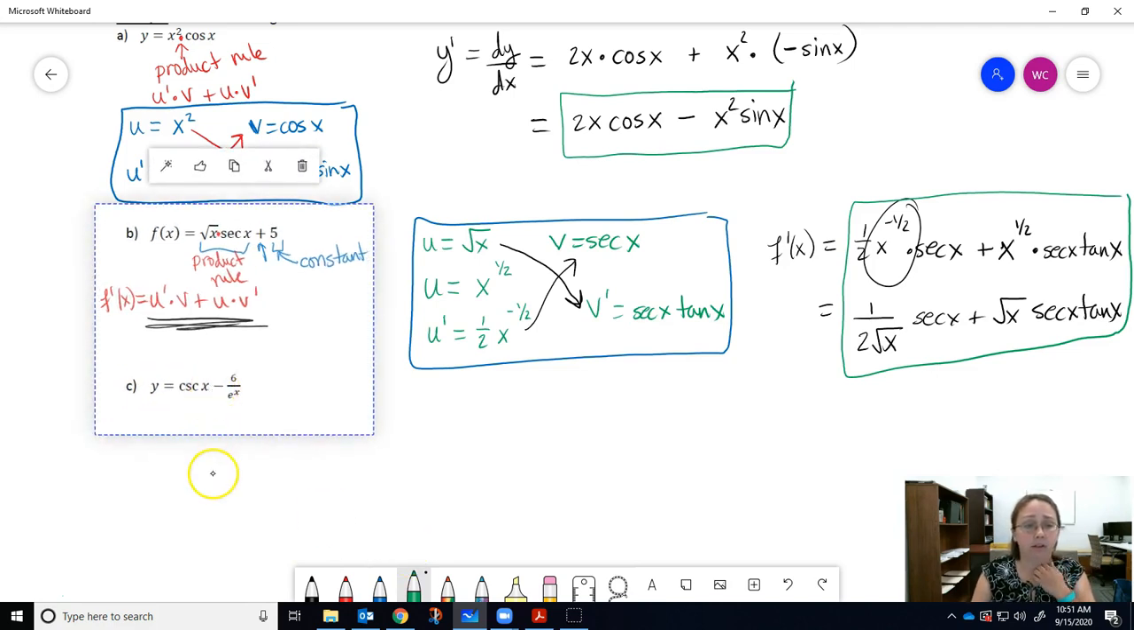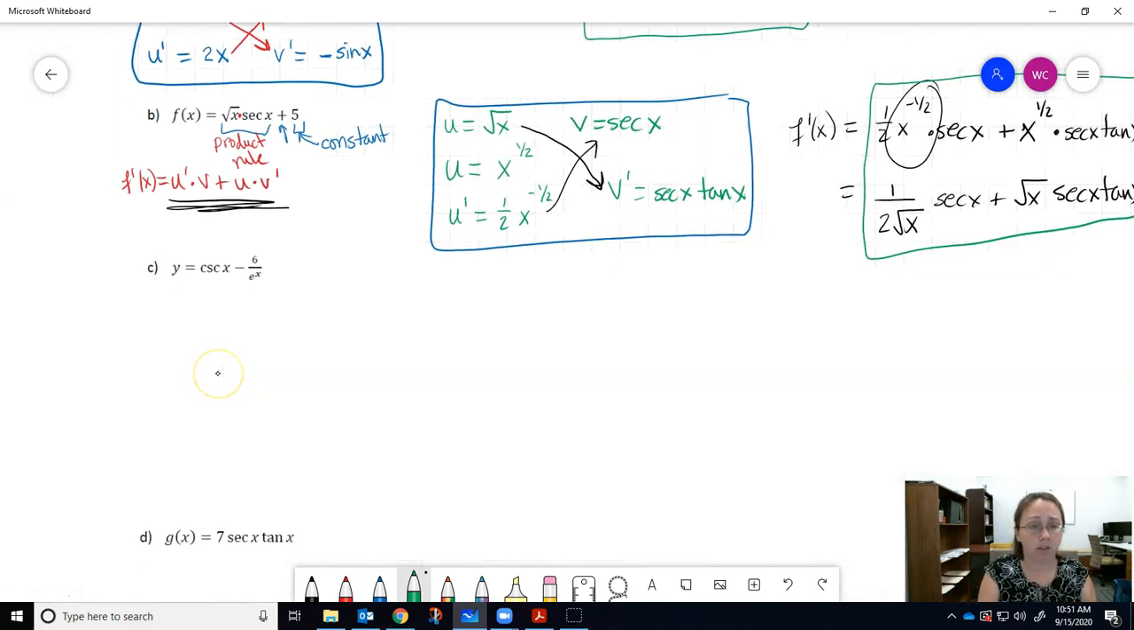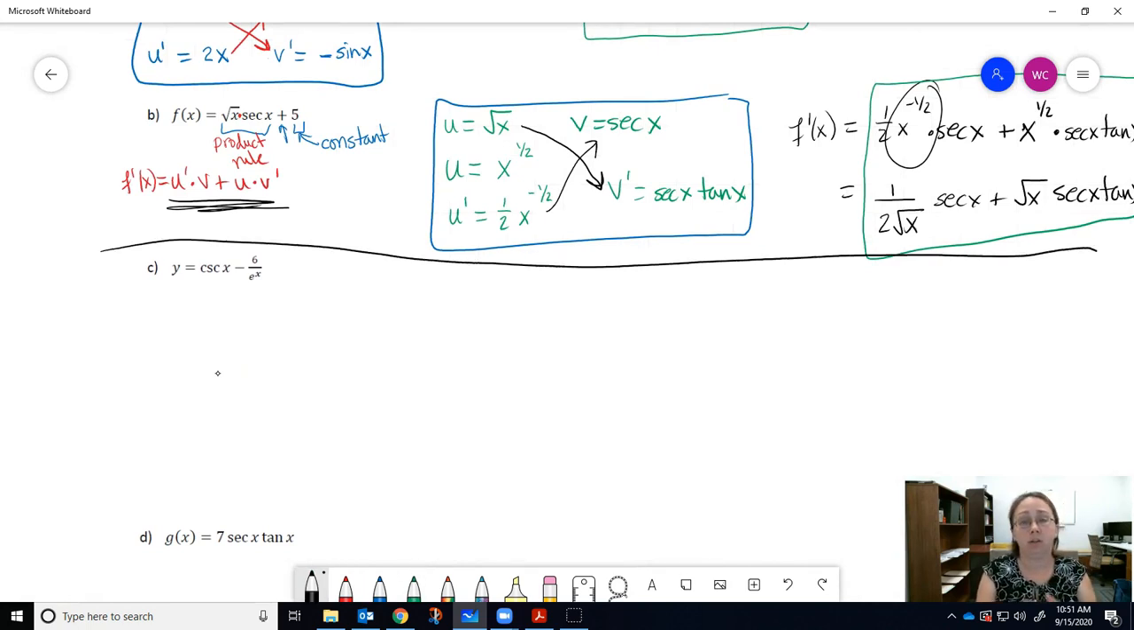Let's see if I can do another one down here. Ooh, this one's got cosecant, but don't get caught up in the trig. Look at the big picture. Big picture, what's pulling all of this together? Well, first of all, we have a minus, which means we do each one separately. Well, cosecant is just a rule by itself, so we can go look that one up. Over here, we have 6/e to the x.